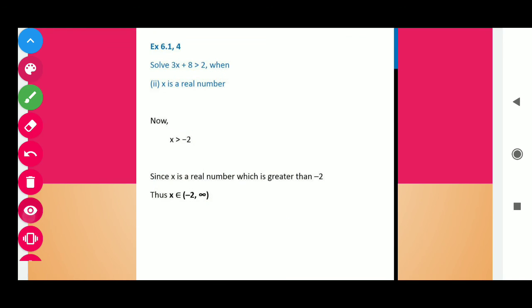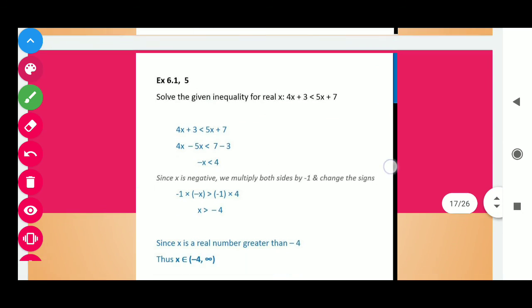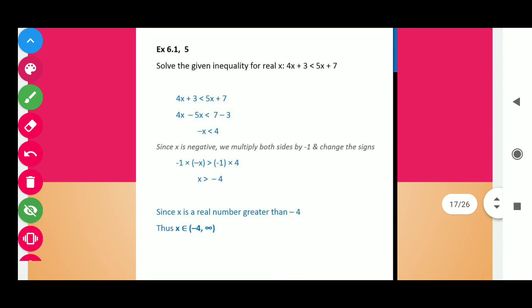Now students, move to the next question. This is the question number 5. Solve the given inequality for real x: 4x plus 3 less than 5x plus 7. Students, हमें inequality solve करनी है for real x. So here move 5x to the left hand side and move 3 to the right hand side. In this way we get -x less than 4.